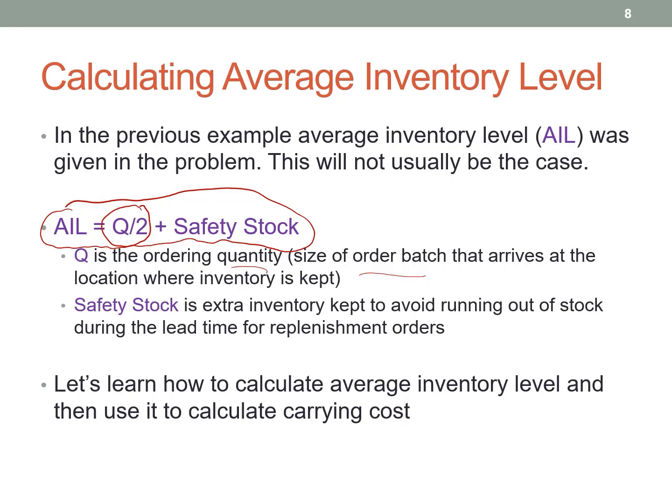Now, to calculate the average inventory level, we have to add to Q over 2 the safety stock at that location. And so we need to figure out how to calculate that safety stock, because once we calculate safety stock, we can calculate average inventory level. Once we have average inventory level, we can go ahead and calculate the inventory carrying cost.